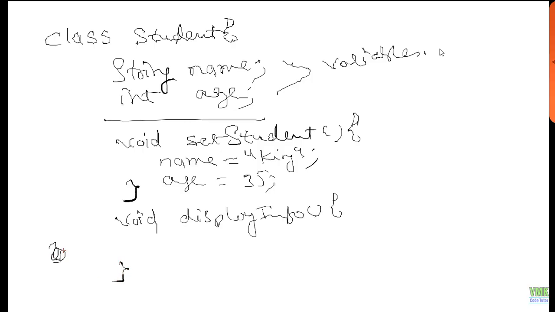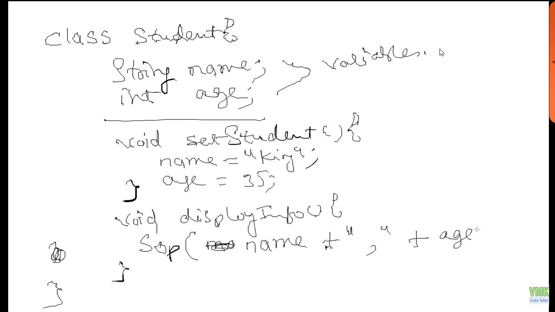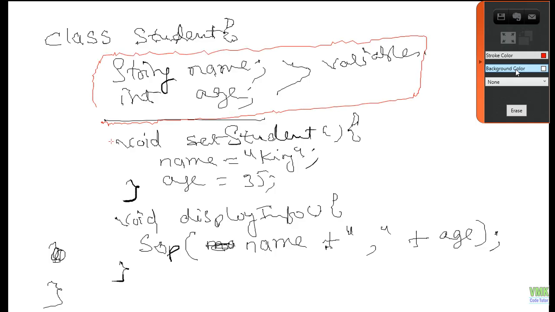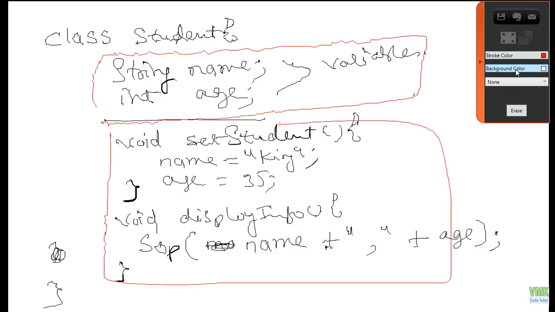Here I can write SOP, I can print the name, then plus comma, plus I can write the age. Like this I can print it. So in this way, what is a class? A class is a combination of variables and methods. This is what happens with a class.